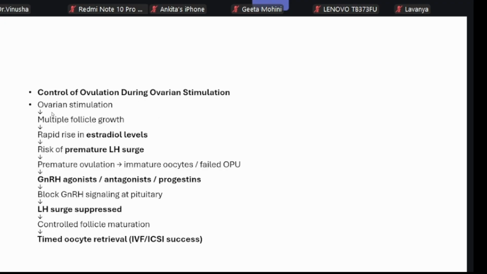So whenever we do ovarian stimulation, multiple follicles will be developing, right? So all the follicles will cause rapid rise in the estradiol levels. Estradiol in low levels will cause a negative feedback effect on the pituitary. It will inhibit FSH, but at a certain estradiol value, it causes positive feedback on LH. So that's how ovulation happens with LH surge. So there is risk of premature LH surge with rapid rise in estradiol levels. So we have to control that in stimulation with either using agonist or antagonist or progestins, so that we can do a timed oocyte retrieval.